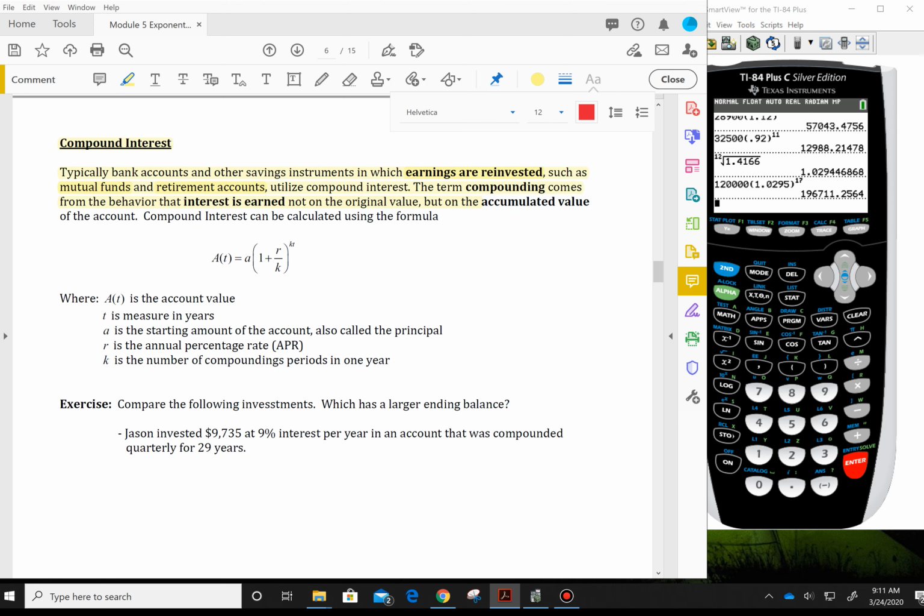Compound interest can be calculated using this formula. You are not going to be required to memorize this formula. I will provide it on future exams, but you are responsible for knowing how to use it. In this formula, the left-hand side, A of t, is your account value. A is your starting amount of the account, also called the principal. R is your annual interest rate, given as a percentage. K is the number of times that you compound per year, and t is your time in years.